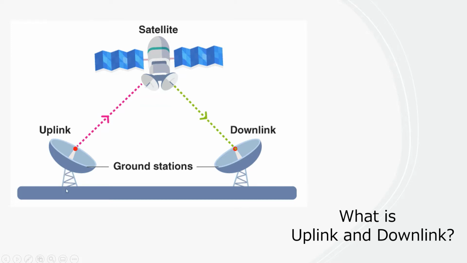link between the ground station antenna and the satellite antenna, which acts as a receiver. In the uplink, the transmitter is the ground station antenna and the satellite's transponder is the receiver. So we could say that uplink is nothing but the link between the ground station antenna and the satellite transponder, in which the ground station antenna acts as the transmitter and the satellite transponder acts as a receiver.